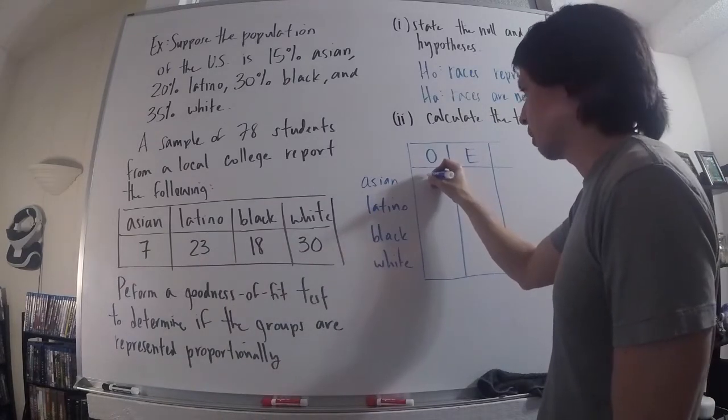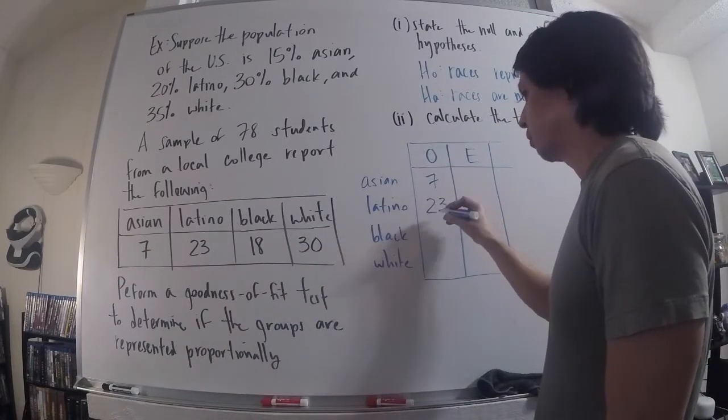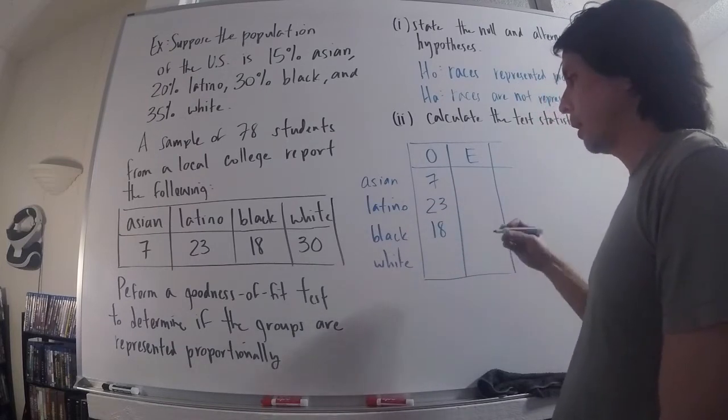Wait, what did you say? 7? 7. I feel like I said 17. 7, 23, 18, and 30.